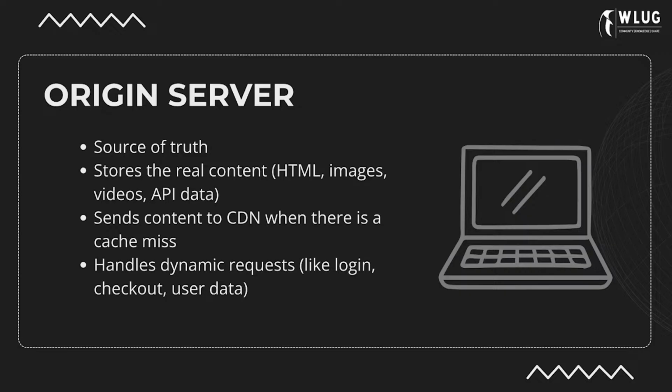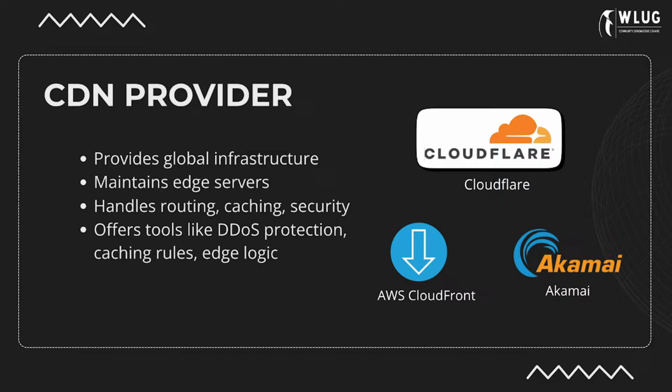So now, moving on to our next pillar, that is our CDN provider. This is our third party provider that is actually going to provide us with the infrastructure. It maintains our edge servers that are going to be in different places. If we're considering our portfolio, since we're focusing on India now, the edge servers will be in different locations of India, like Pune, Sangli, Karnataka, and it offers protection like DDoS protection, caching rules, and edge logic.